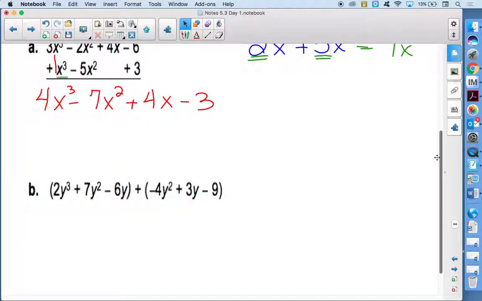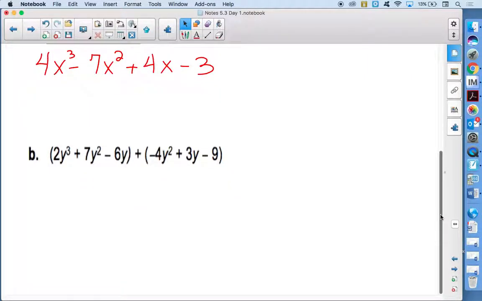If you prefer to add them vertically, you can always take them and stack them. So if you think it makes more sense to have them written vertically, that's fine. If you can add them horizontally, then you're just literally pulling a like term from the first part and a like term from the second and grouping them together. Total personal preference there. So we have 2y cubed plus 7y squared minus 6y. You're adding that to negative 4y squared plus 3y minus 9. So how about the 2y cubed? What would that become, adding its like term together?